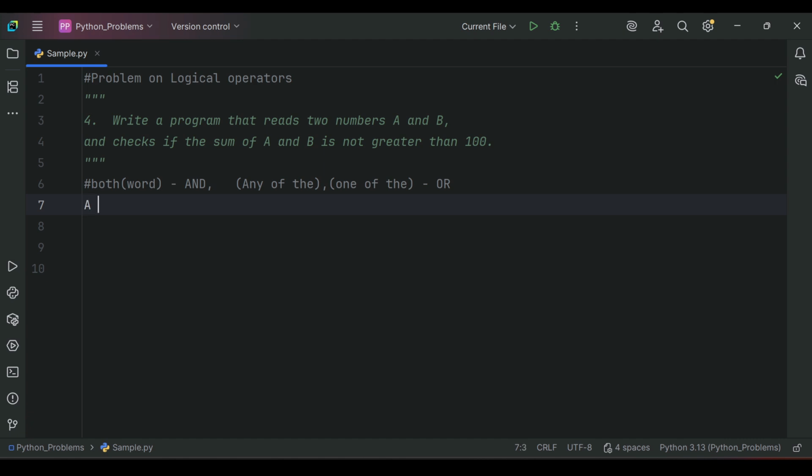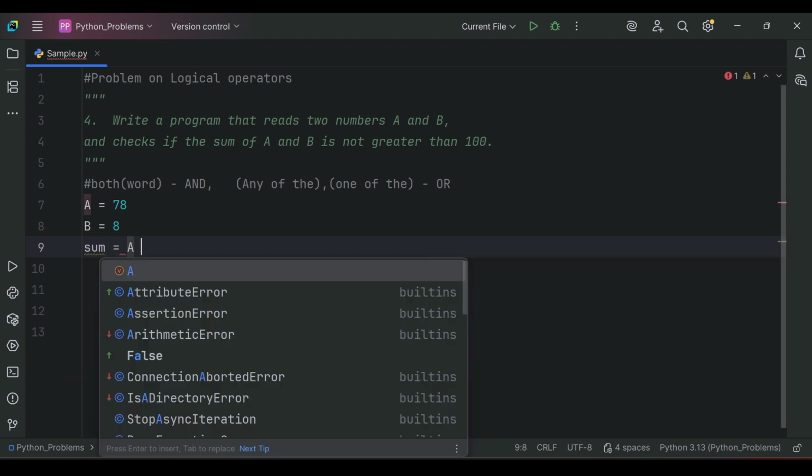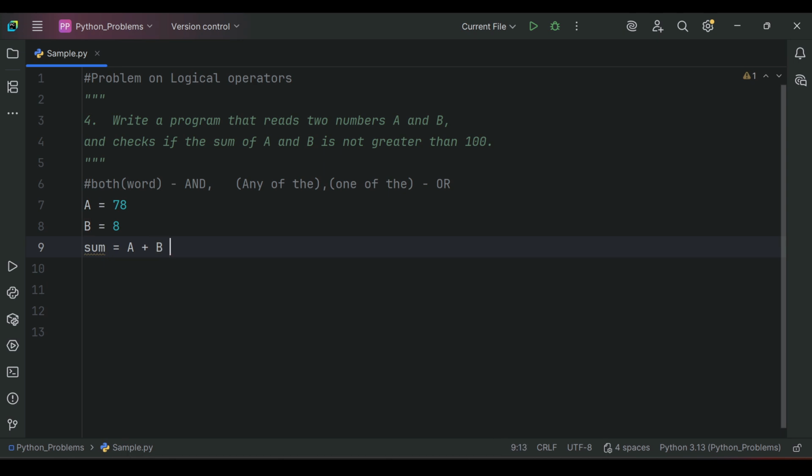First, take inputs. A is equal to 78 and b is equal to 8. That is the given input. Checks means it is the final condition, and he is asking about the sum. Then sum is equal to a plus b. And what he is asking, the sum of a and b is not, and not is the final condition, greater than 100.